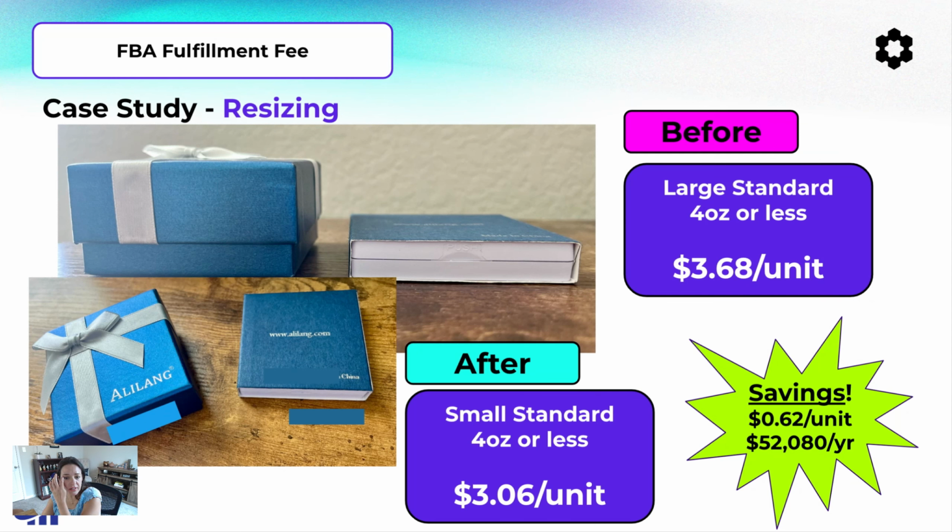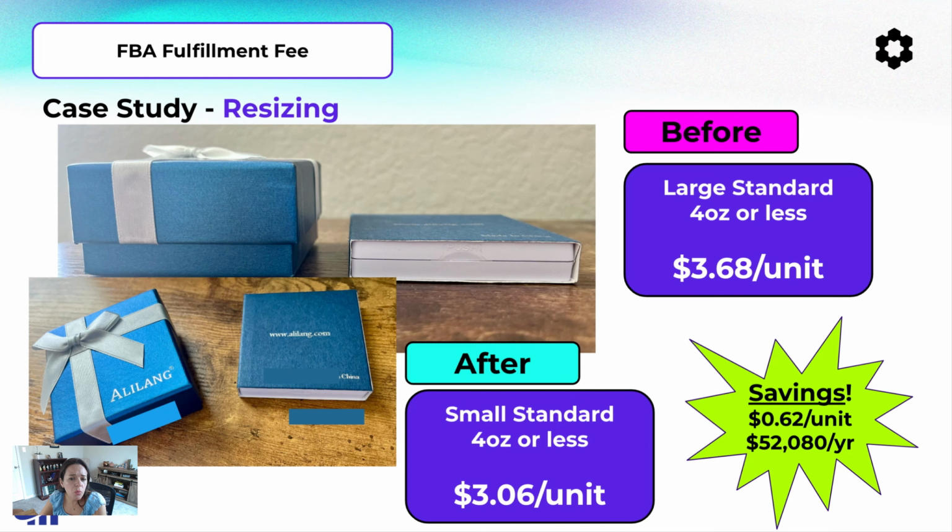And the savings actually was 62 cents per unit in fulfillment fees because it went into a lower size tier. And so, based on this particular product, it adds up to $52,000 a year in fulfillment fee savings. So it can have a huge impact.